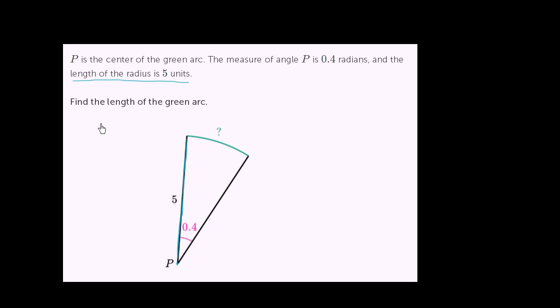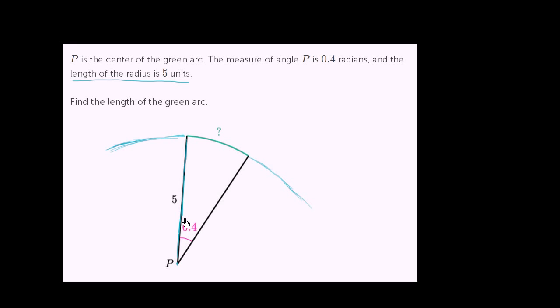So just to conceptualize this a little bit, P, you can imagine, is the center of this larger circle. And this angle right over here that has a measure of 0.4 radians intercepts this green arc right over here. In order to figure this out, and I encourage you to pause this video now and try to think about this question on your own. How long is this arc given the information that they've given us?